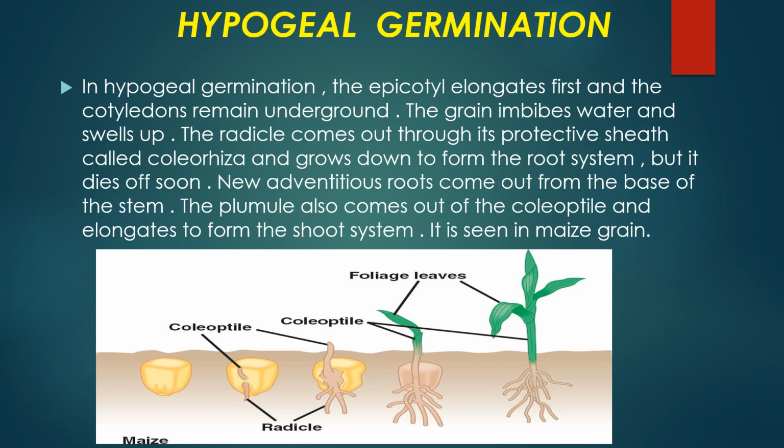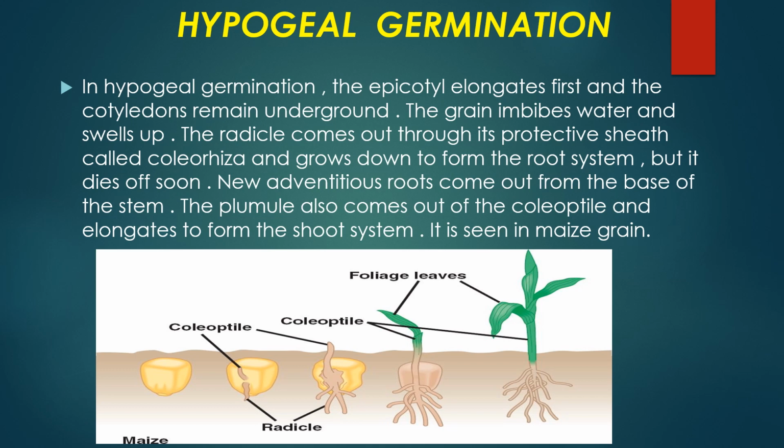The grain imbibes the water and it swells up. The radicle comes out through its protective sheath called the coleorhiza and grows down to form the root system, but it dies off soon. A new adventitious root comes out from the base of the stem. The plumule also comes out of the coleoptile and elongates to form the shoot system, and it is seen in the maize grain. Now there are two very important terms over here, the coleoptile and the coleorhiza.